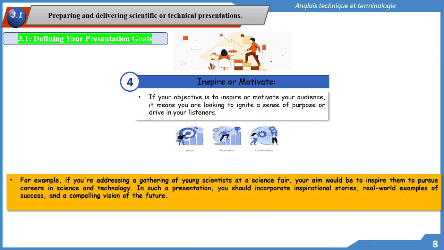When you want to inspire or motivate your audience, it means you aim to encourage them to pursue their dreams. For example, if you're speaking to young scientists at a science fair, you'd want to inspire them to choose careers in science and technology. To do this, share stories that inspire, show real-life successes, and paint an exciting vision of the future. Your goal is to make them believe that they can make a difference and contribute to a better world through science and technology.